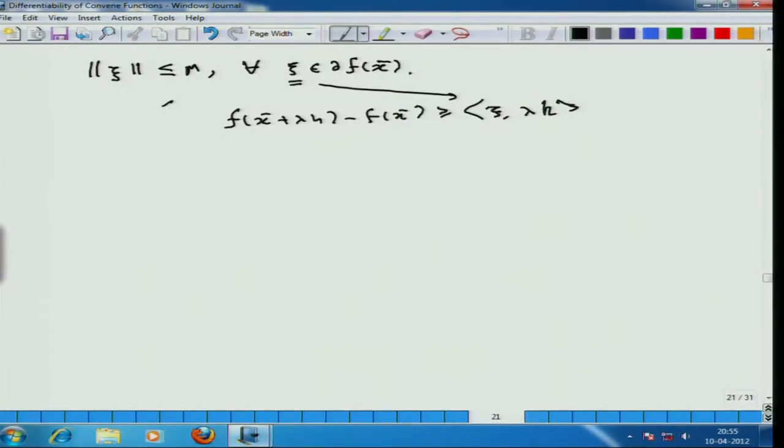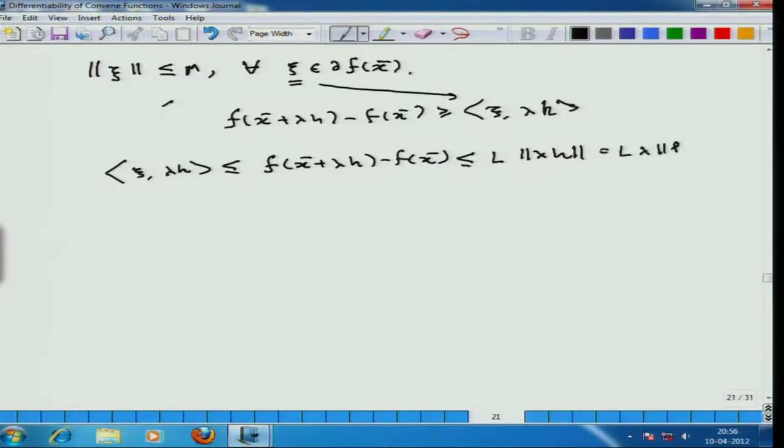Xi is a subgradient. Now, once I know this, I will just write it in a slightly different way. When lambda is sufficiently small, x bar plus lambda h is very near x bar, so it is within some neighborhood, and then applying local Lipschitzness, you will get that this is nothing but L times lambda times the norm of h. So, this lambda cancels out to give xi of h.